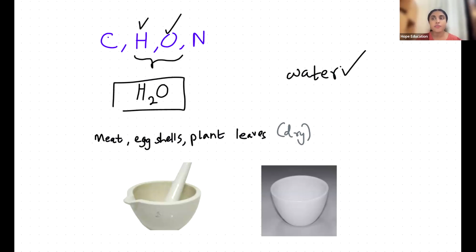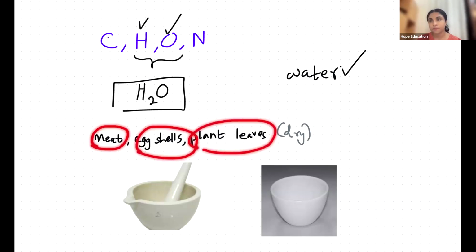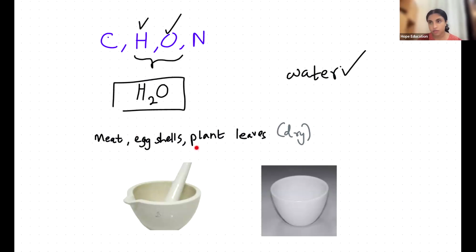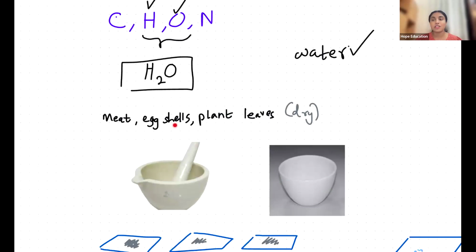For that, I take some food items. I take some meat, some eggshells, some plant leaves. You can take anything else too. I make sure I get them in the dry form. They cannot be moist; they must be well dried. Then each of them separately, meat, eggshells, plant leaves, not all together, I put into this, what we call a mortar and pestle.